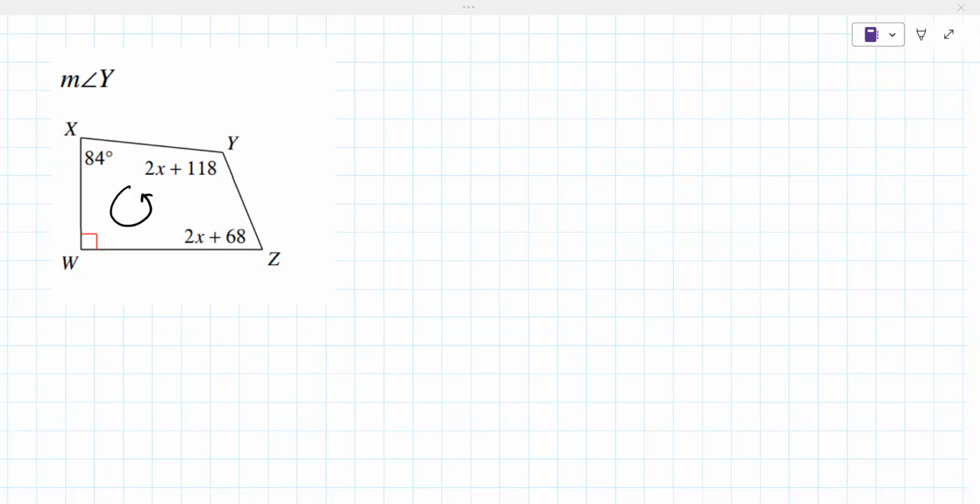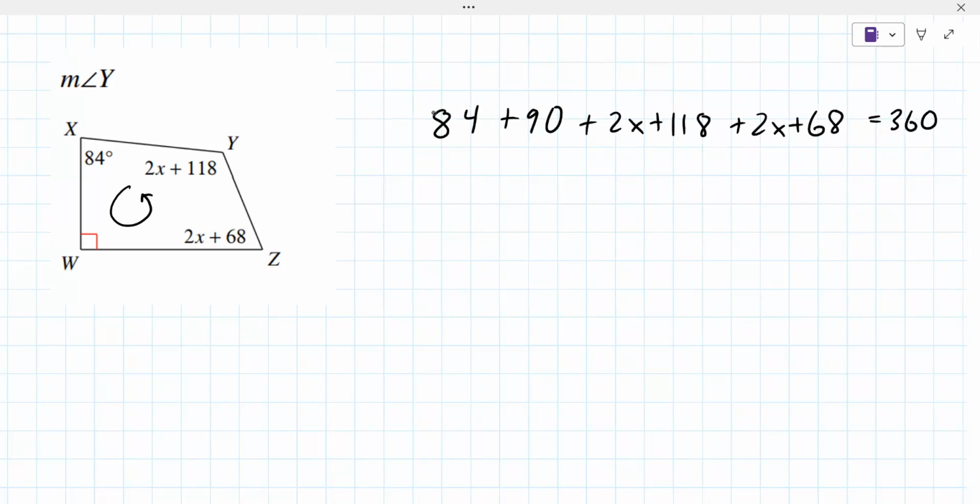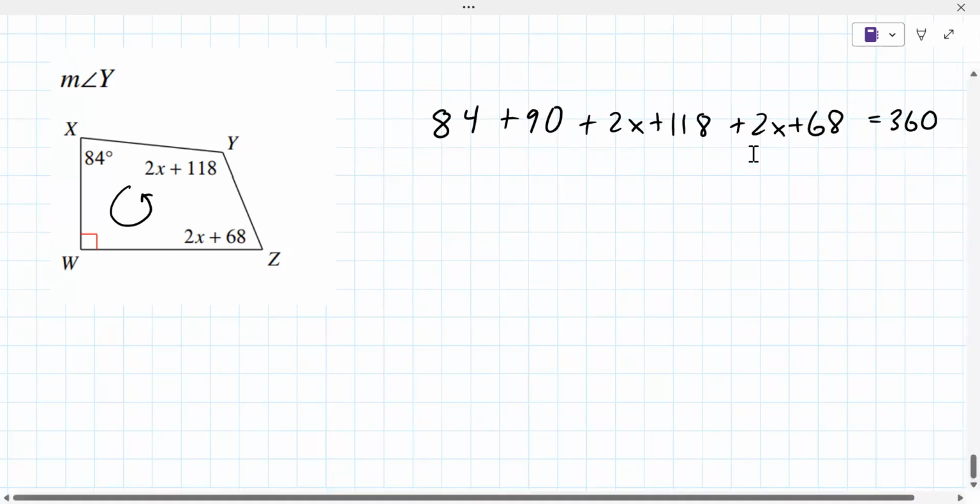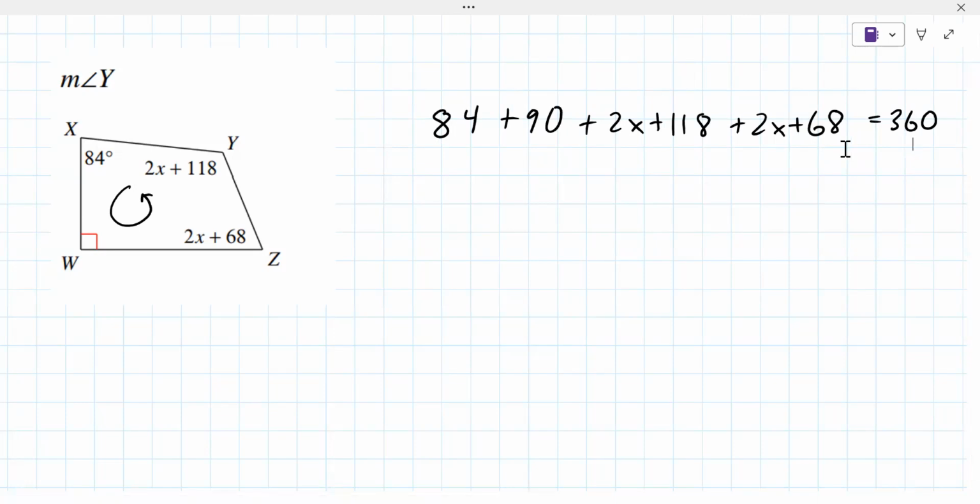I don't know. I think I did it wrong because when I added up all the like terms, it made 360. So you've got 84 plus 90 plus 2x plus 118 plus 2x plus 68 equals 360. Do you have all this written down? Yeah, just not in that order. Okay, that's fine. But yeah, those are all the numbers I have.